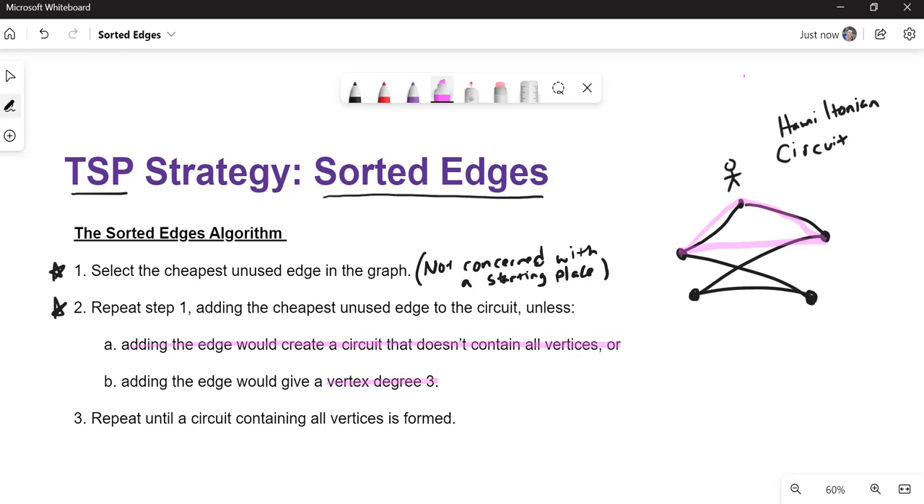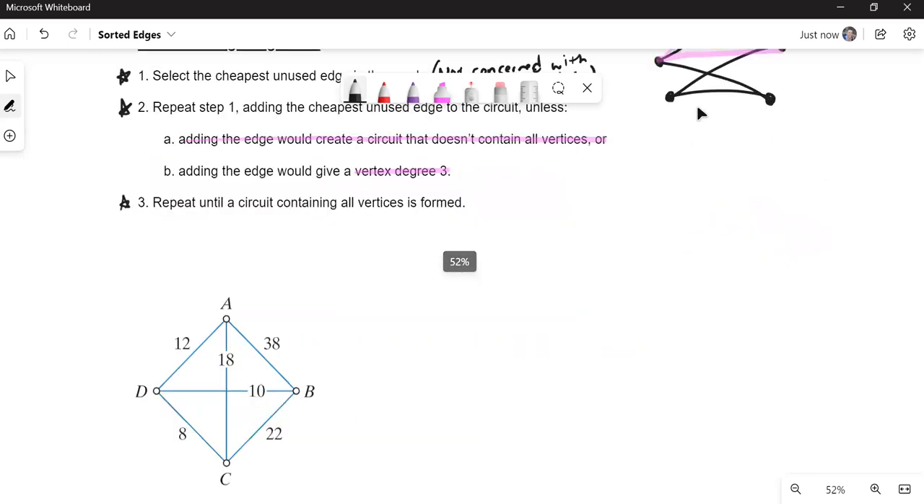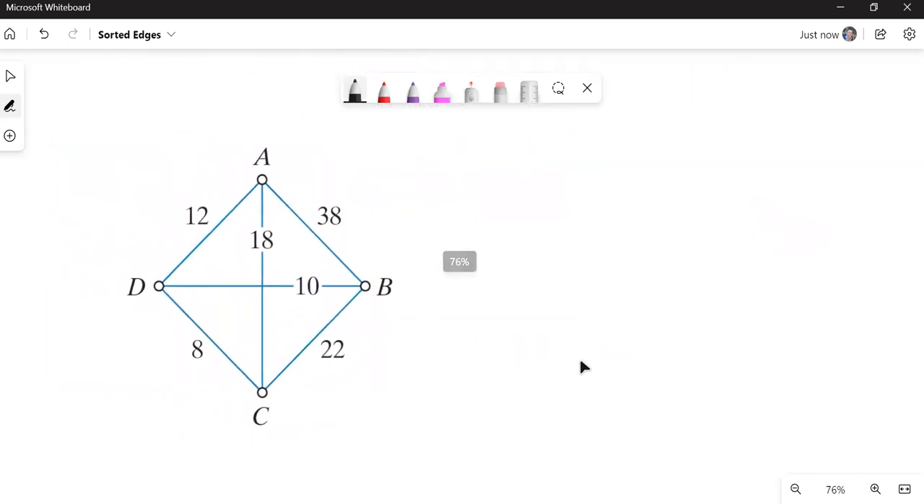That's not good. Or B, adding the edge would give a vertex of degree 3. We don't want a vertex of degree 3. We only want it to be degree 2, right? One line or one edge coming in and one going out. And then the last step will be to repeat all this process until a circuit containing all the vertices is formed. Sometimes when you get to the last vertex, you have only one choice. Let's take a look at some examples.